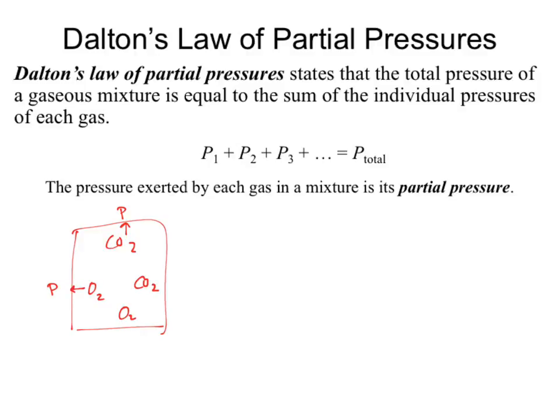Since I was likely the one that put the CO2 in there, I know the pressure of the CO2. Since I was likely the one that put the oxygen in there, I know the pressure of the oxygen. What's the total pressure going to be? It's the pressure of both of those particles combined. This is Dalton's law of partial pressure.